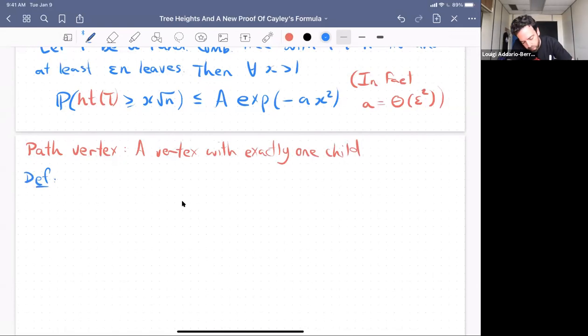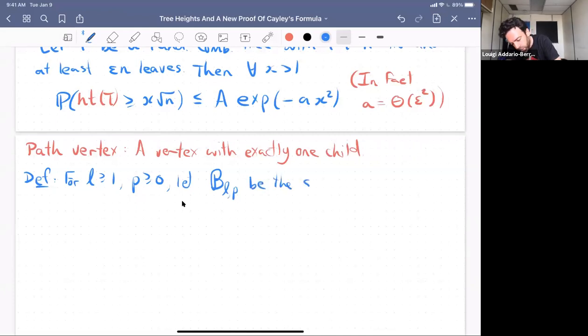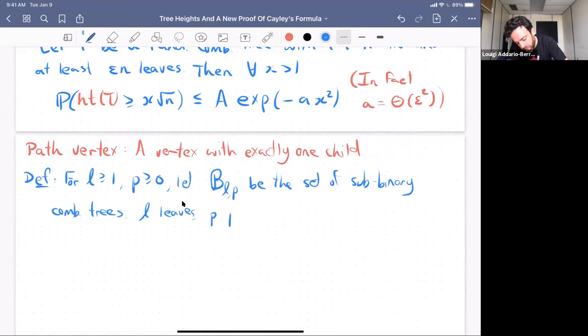If you give me numbers L, which is at least 1, and P, which is at least 0, I'll let B_LP be the set of all sub-binary combinatorial trees with L leaves and P path vertices.